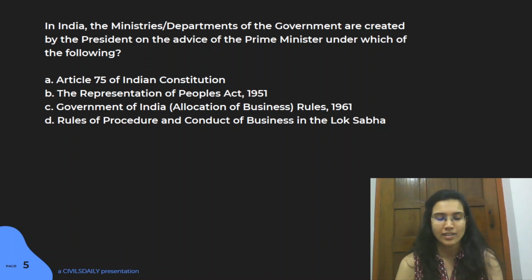Also, make a point that it is under the Article 77 that President of India takes care of the allocation of business of the government of India. And this particular question, like it is the president who is responsible for allocation of business for the government of India, has been asked in one of your previous year question paper also. So be careful about this aspect. And it is Article 77. And again, the ministries and departments are created by the president on the advice of your prime minister. So this is important. I think take care of this particular point. It was asked in a previous year question paper, and that is why this question is here.